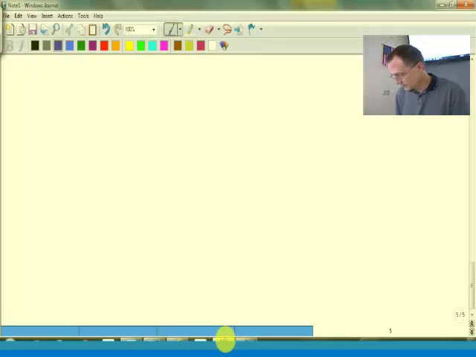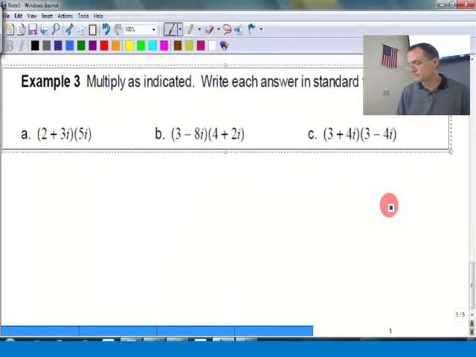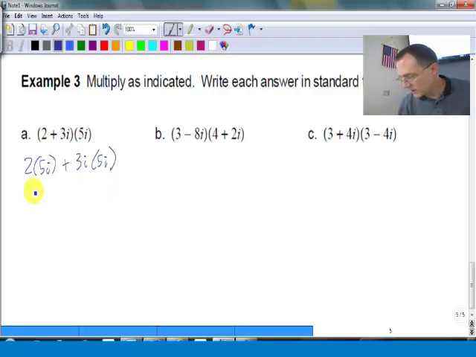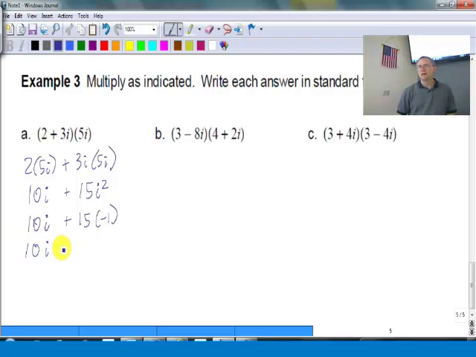All right, time to multiply. Multiplication. 2 plus 3i times 5i. How should we do this? Distribute. It's a binomial times a monomial. This is distributive property. The 2 gets multiplied by 5i. The 3i gets multiplied by 5i. We get 10i. We get 15i squared, which is -1.